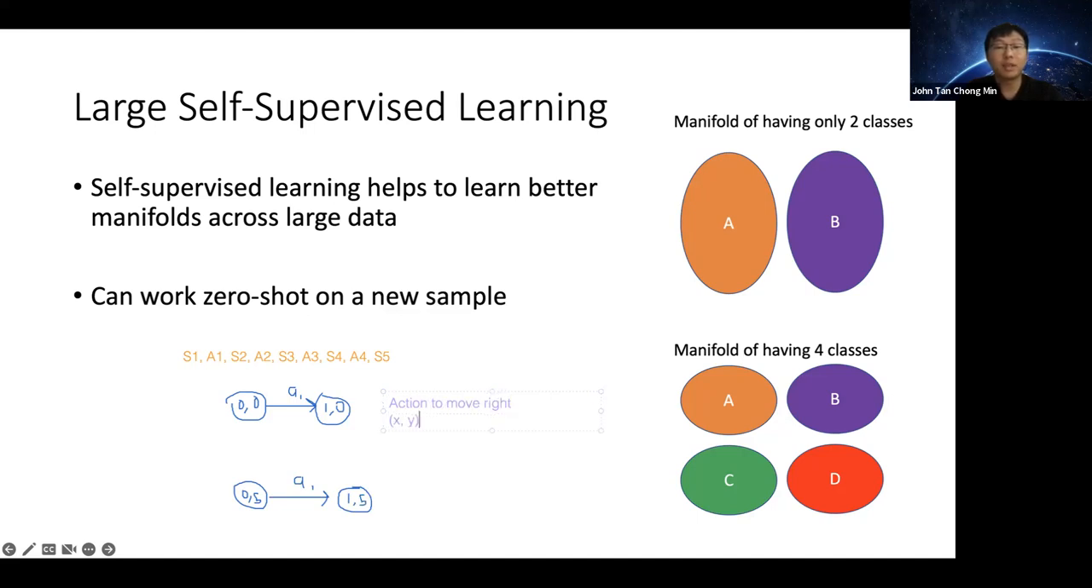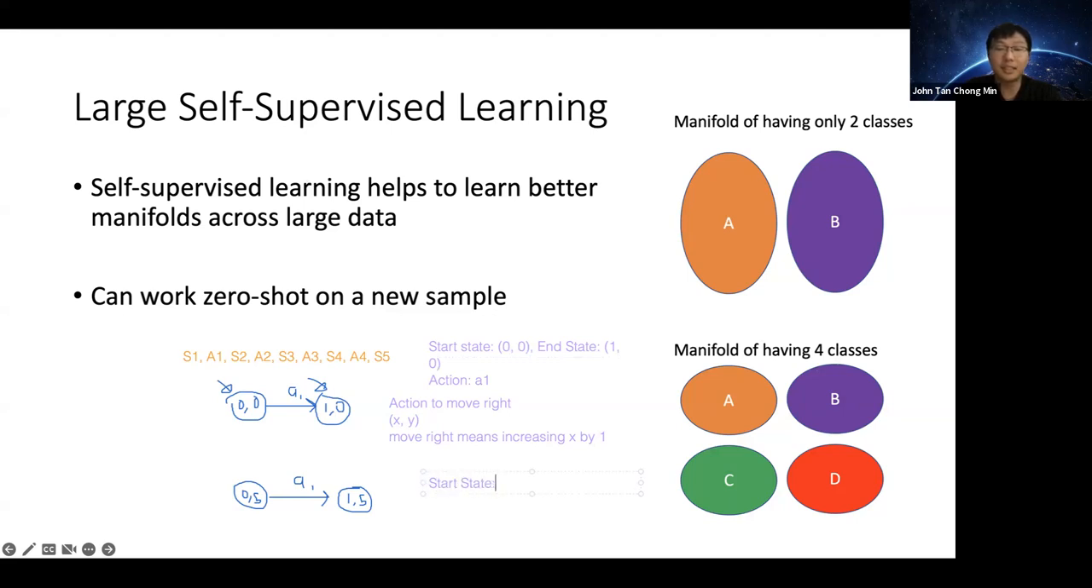And the state is represented by XY. Move right means increasing X by 1. So this is the moving action. If we learned that, given this start state and this end state, the prediction is action A, what this means is that the start state will be 0, 0, the end state will be 1, 0, and the action will be A1. All right, this is the first set. It's a bit jumbled, but yeah.